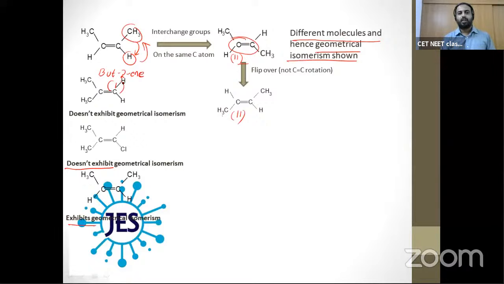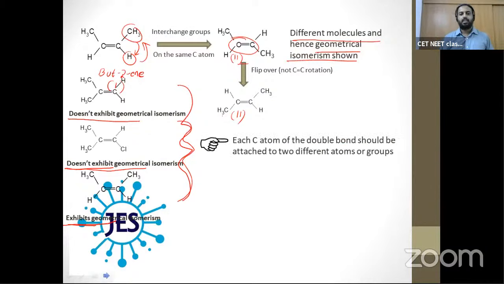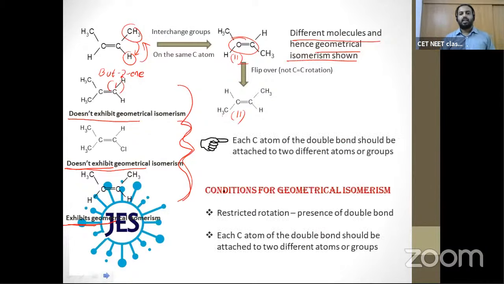First one. Okay. First compound does not exhibit geometrical isomerism. Second compound also doesn't exhibit geometrical isomerism. Third compound exhibits geometrical isomerism. From these three observations, from these three compounds, it's very clear that for a compound to show geometrical isomerism, it should follow the given conditions here. What are the conditions? Let me just show it to you. Yes, these are the conditions. Conditions for geometrical isomerism.